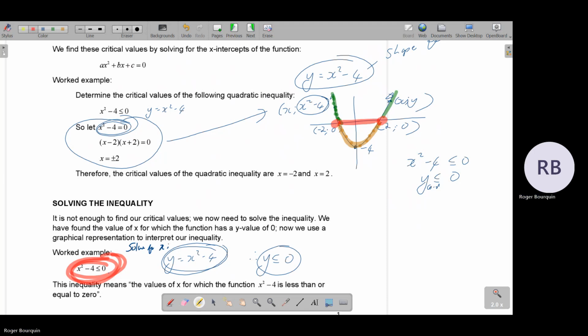Are you with me? The question said solve for x. So between which x coordinates? Between -2 and 2, right? So your final answer to when is x squared minus 4 less than or equal to 0 is going to be, you could either write in interval notation. How do I say between -2 and 2 in interval notation, and including -2 and 2? X is an element of what? -2 and 2. So you can either write your answer like that, you can pick that language.